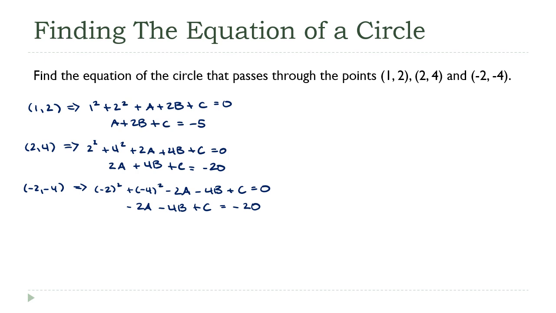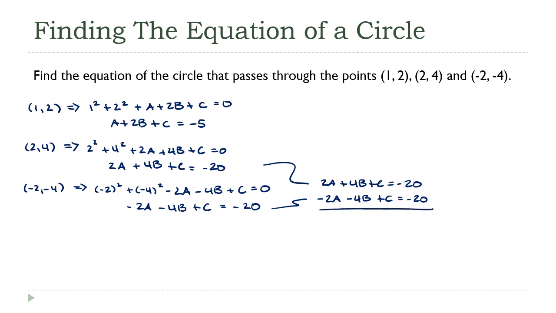Okay, we're about to get into trouble. Let's take these two equations and combine them together. 2a plus 4b plus c equals negative 20. And I've got negative 2a minus 4b plus c equals negative 20. All right, so far we're looking okay. This is going to give me 2c equals negative 40. C is equal to negative 20. Now I'm going to take that and put it into the first two equations.